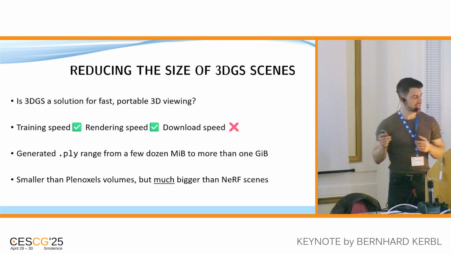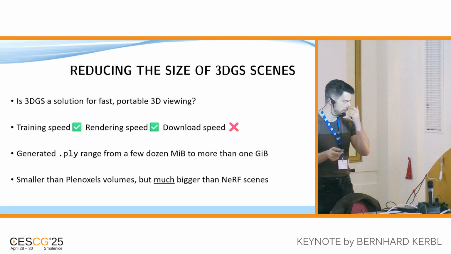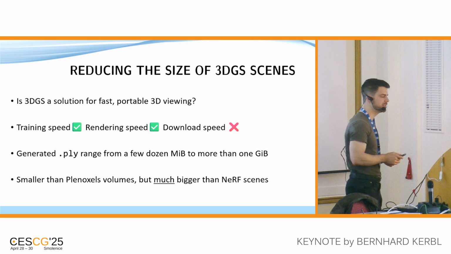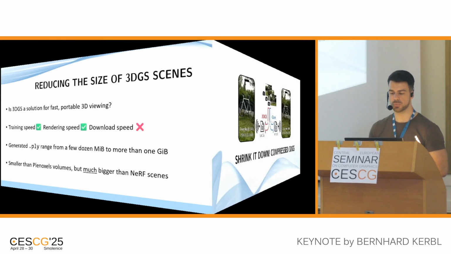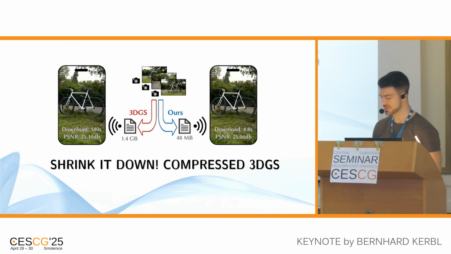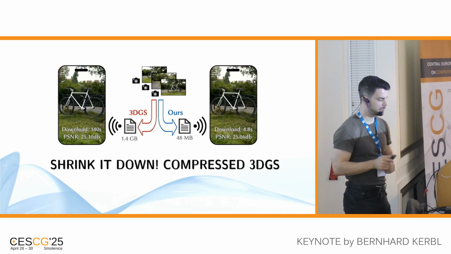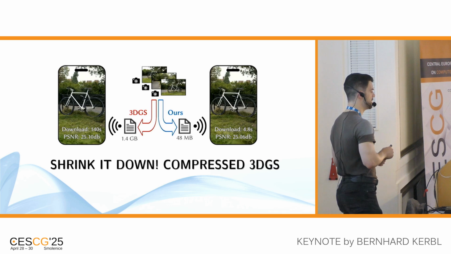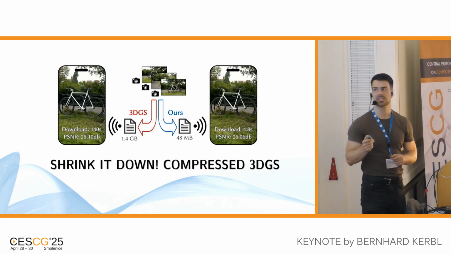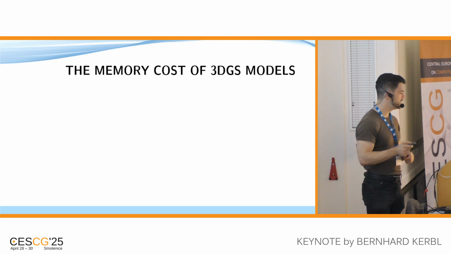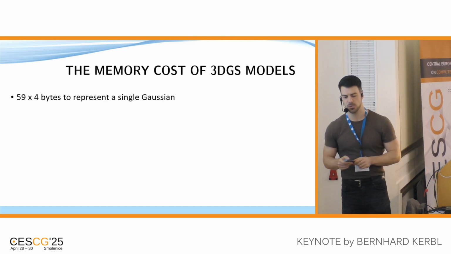So it was at the time smaller than the more data-hungry Plenoxels approach, but it was much, much bigger than the very competitive NeRF scenes at the time. So what can we do about the 3D Gaussian splats? Well, this is again some work that we did with INRIA, to shrink down the 3D Gaussian splatting scenes and see what we can do about their size. So first of all, we need to look at 3D Gaussian splatting scenes and why they are actually so big.